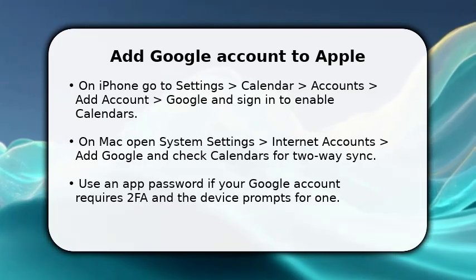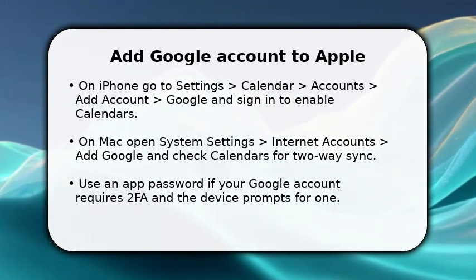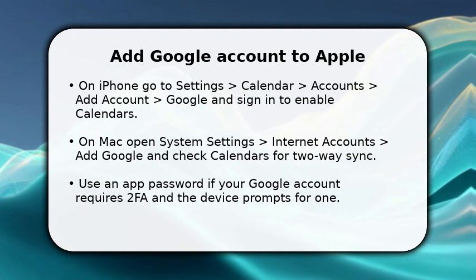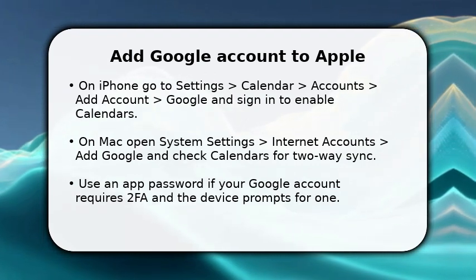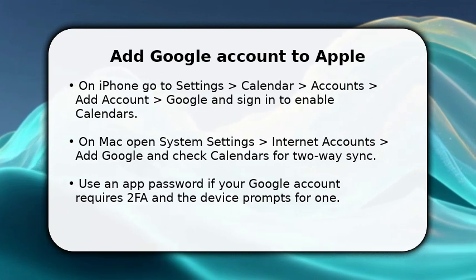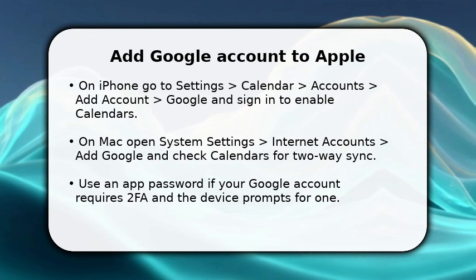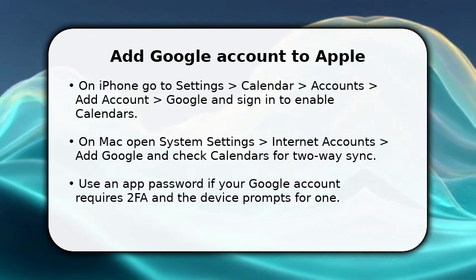To sync Google Calendar with Apple Calendar, first add your Google account on each Apple device. On iPhone, go to Settings, Calendar, Accounts, Add Account and choose Google, then sign in and enable calendars. On Mac, open System Settings, Internet Accounts, add Google, sign in and check calendars to allow two-way sync.